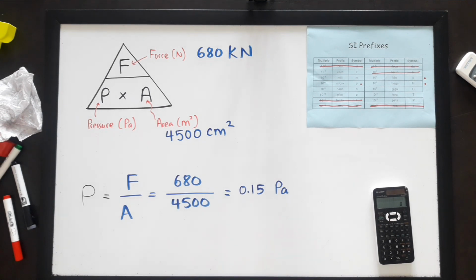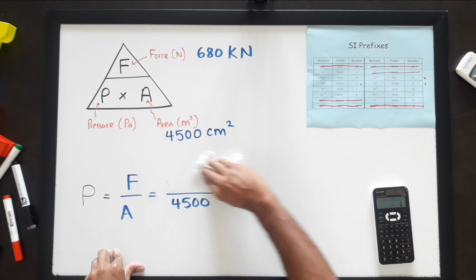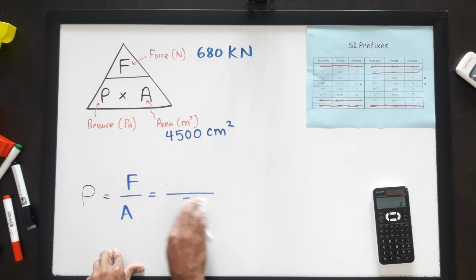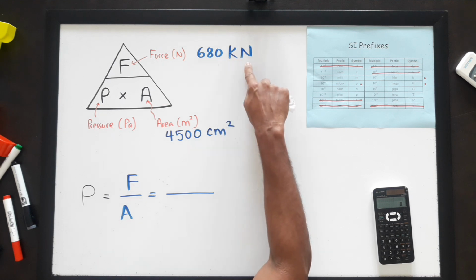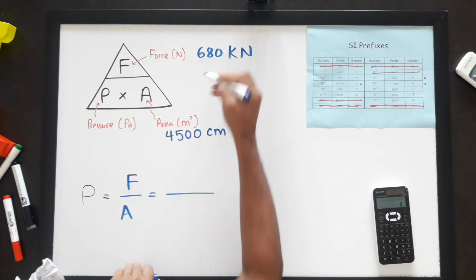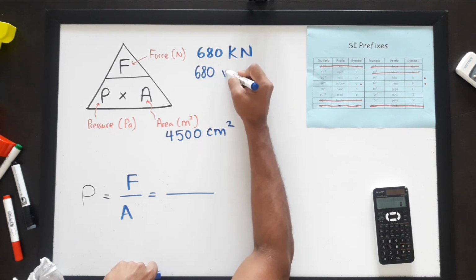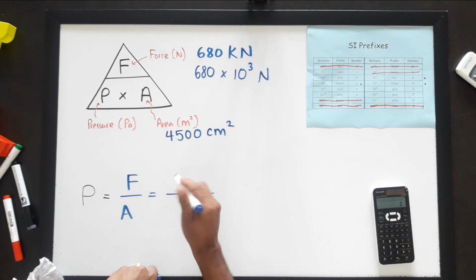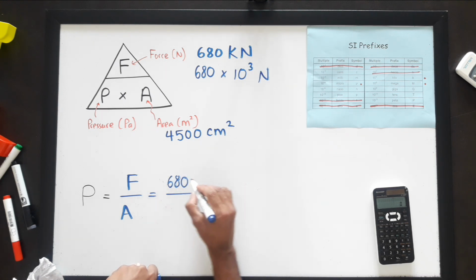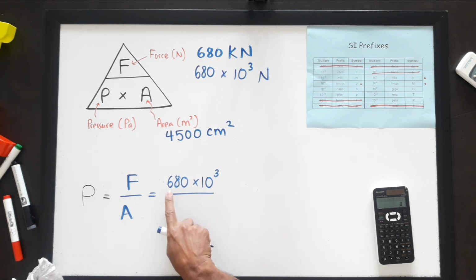This is wrong. Let me explain why. First of all, for this formula to work, this 680 has to be in newtons, not kilonewtons. But we know what the K means. The K means multiply by 10 to the power 3. So the actual force is 680 multiplied by 10 to the power 3. Now, I could take my calculator now and work this out, but let's leave it just so for the time being.